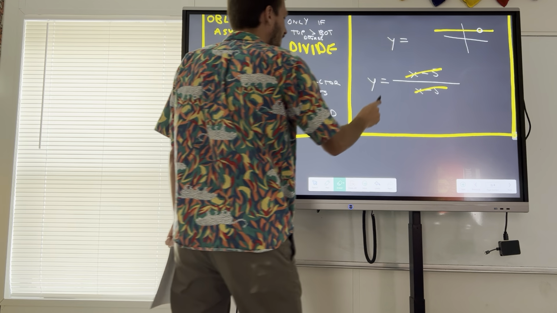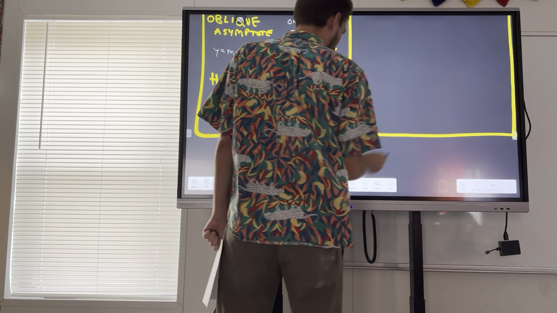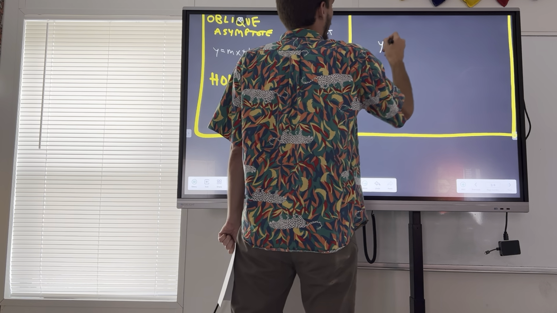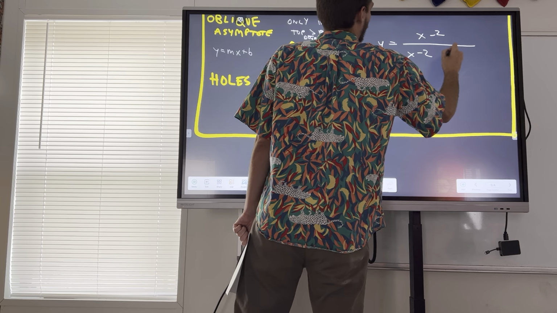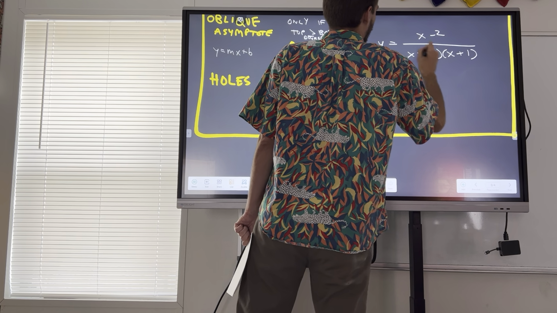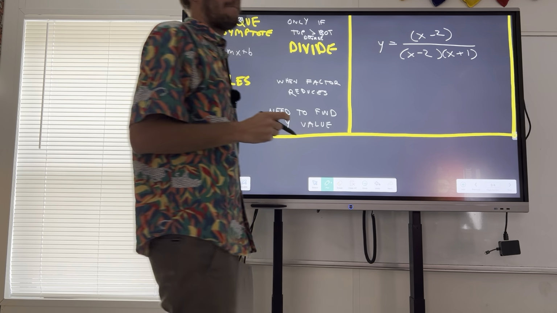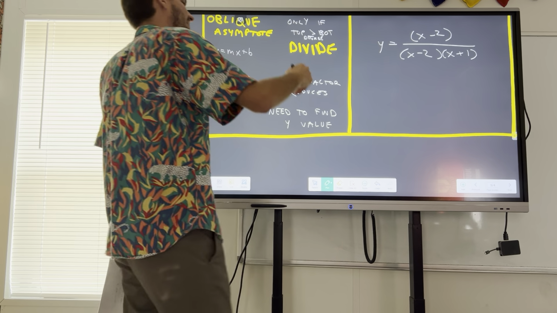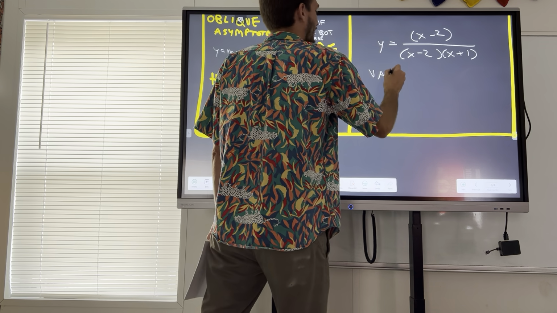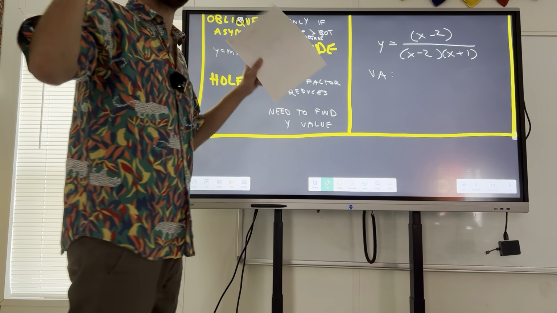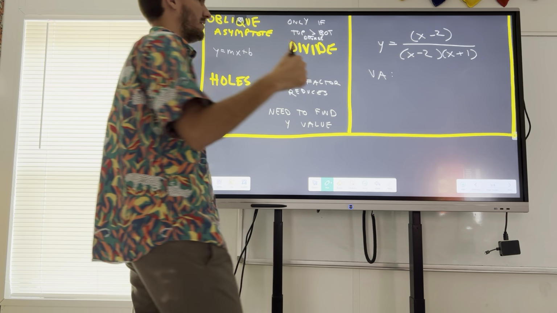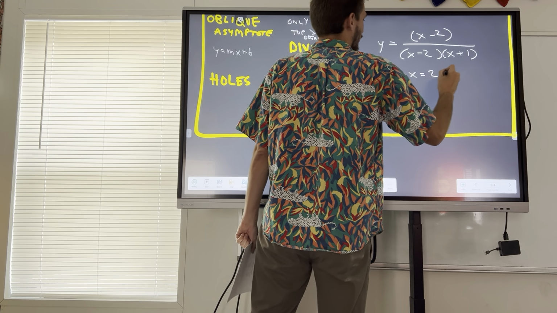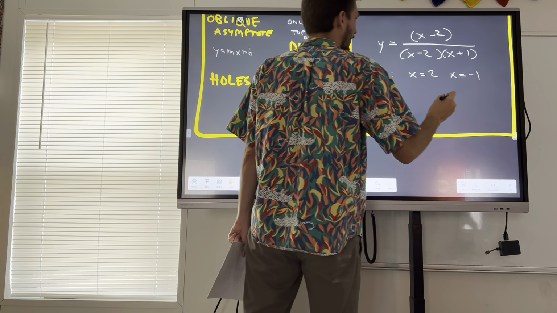So let me give you another example just really quick. Let's say that we have y equals x minus 2 over x minus 2 times x plus 1. Okay? Let's list the vertical asymptotes. Where are we in huge trouble? Everything's going to fall apart. It's two places. x equals 2 and x equals negative 1.